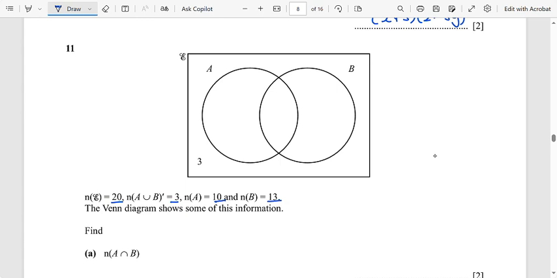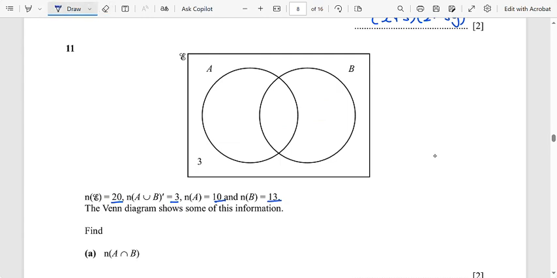So we are told the number of elements in (A union B) complement. What it means is, when we combine A and B, what is not in these two sets is actually found outside, and those are the three elements that we have.